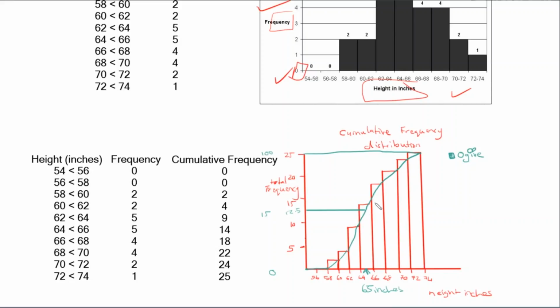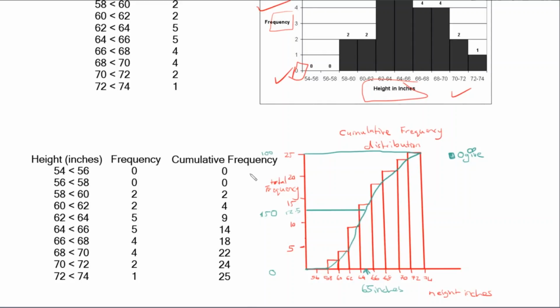That means that if you are 65 inches in height, you are the 50th percentile of height in the group. Half of the group is taller than you and half of the group is shorter than you if you're 65 inches, excluding the people that are the same height as you.